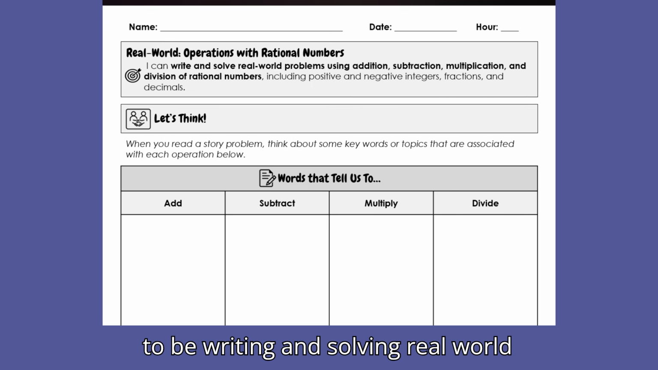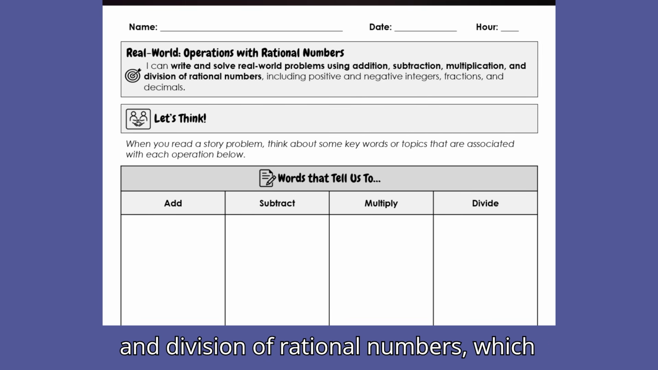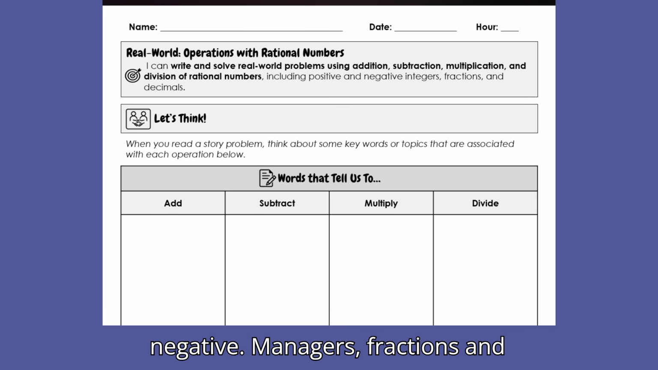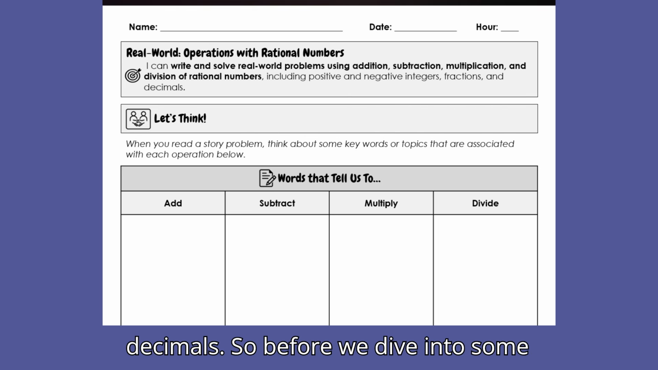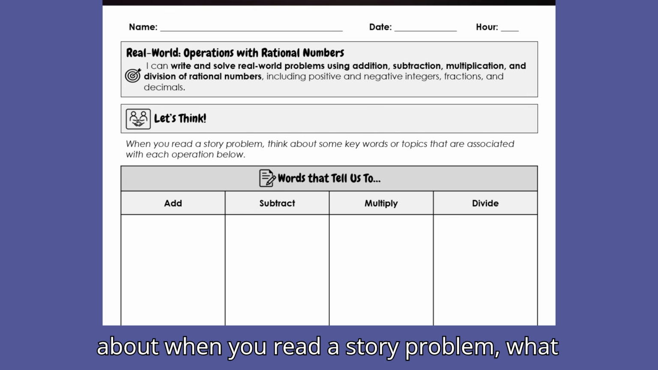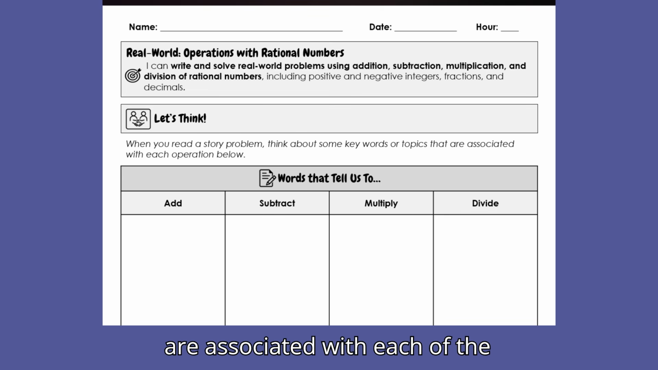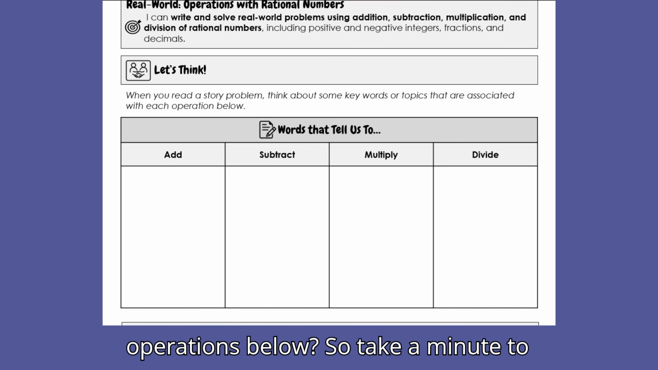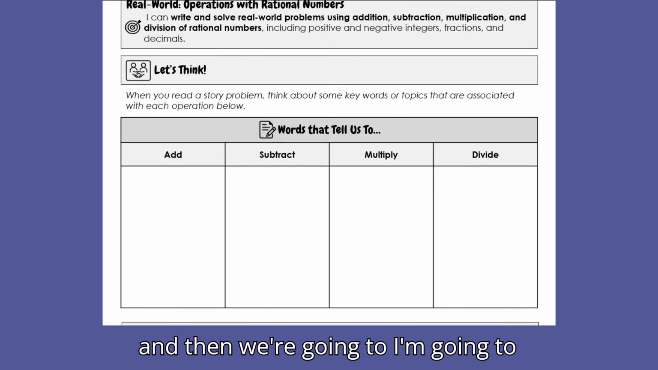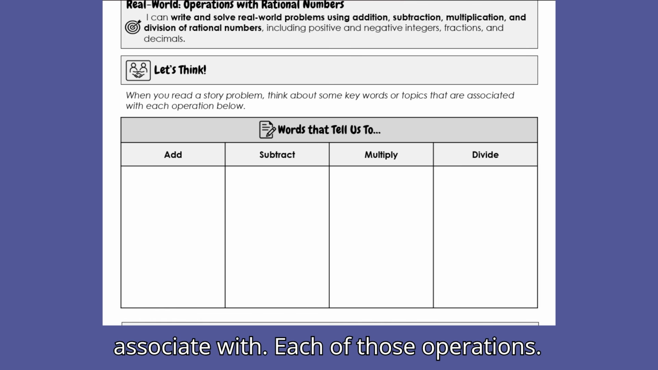using the four major operations of addition, subtraction, multiplication, and division of rational numbers, which includes all the positive and negative integers, fractions, and decimals. So before we dive into some examples, take a minute to think about when you read a story problem, what are some of the key words or topics that are associated with each of the operations below? So take a minute to fill in this chart, pause the video, and then I'm going to reveal some words that you might associate with each of those operations.